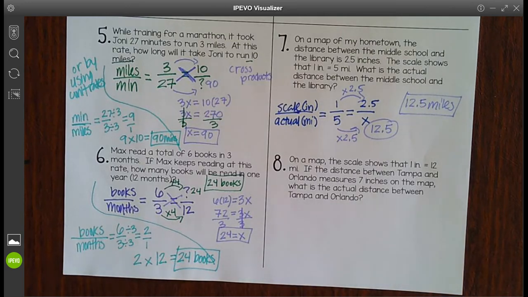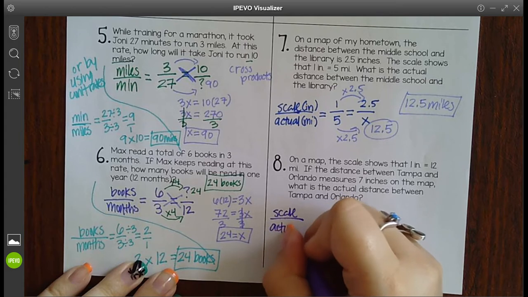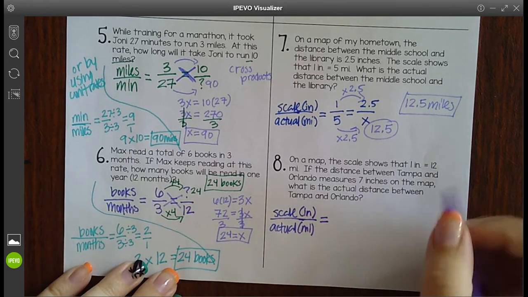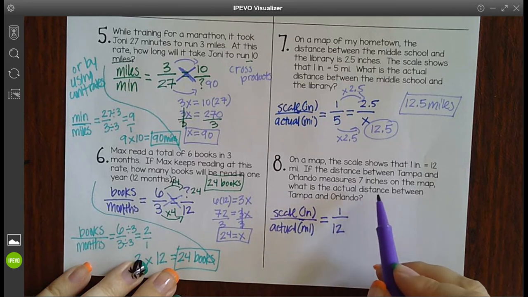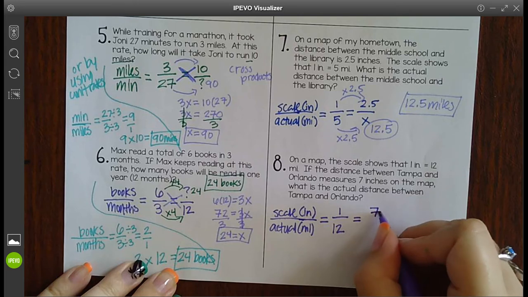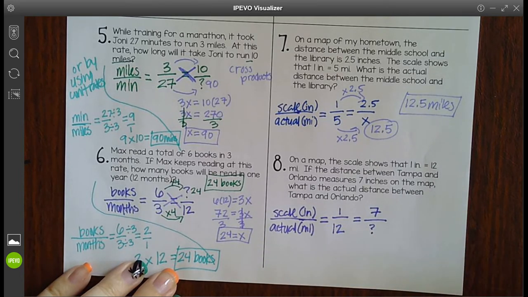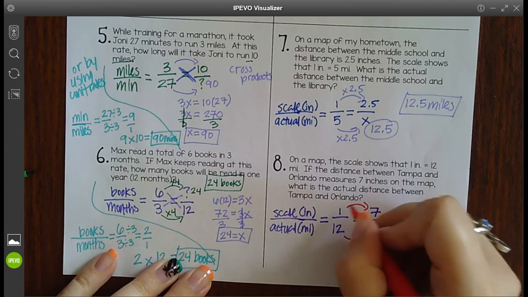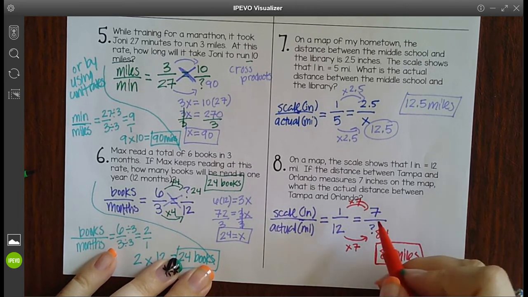Okay, and finally, our last problem says on a map, the scale shows this. So let's write, okay, we have scale to actual. And the units they used, again, were inches for the scale and miles for real life. And it says 1 inch on the map is equal to 12 miles in real life. If the distance between Tampa and Orlando measures 7 inches on the map, so we're talking about inches on the map, there's 7. What is the actual distance in real life between them? Okay, so that's my unknown. Well, let's go in the direction towards my unknown. 1 times what is 7? 7. So 12 times 7 is 84. And this unit was talking about miles. So it'll be 84 miles in real life if it's 7 inches on a map.